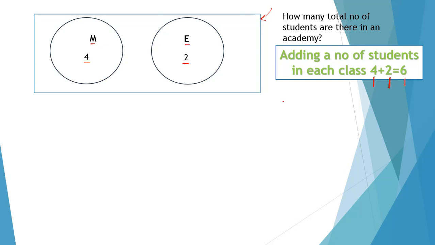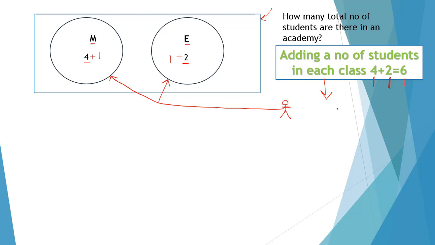Now the situation is that you joined an academy. This is you and you are going to take both the courses, math and English. So again, get back to the question. After your joining the academy, now the total number of students are, if we use this approach, then we end up double counting the number of students who are taking both the courses. In our case, you are taking both the courses.